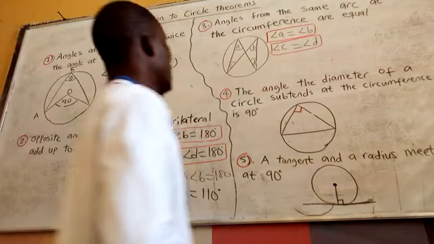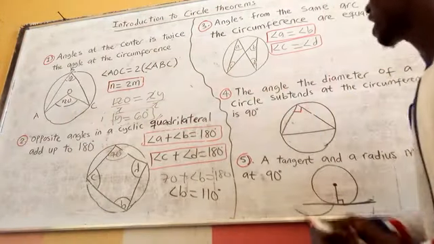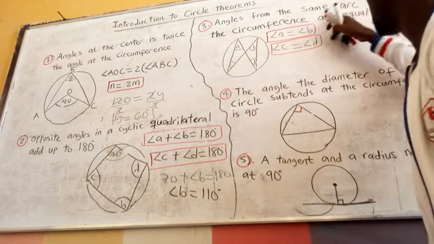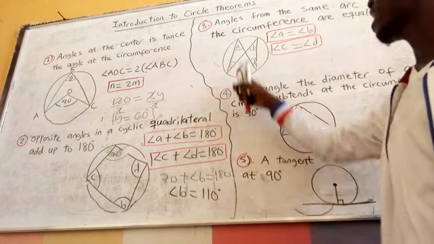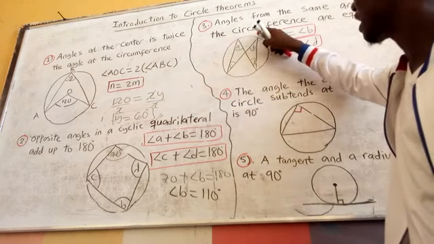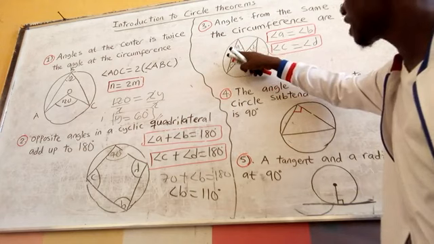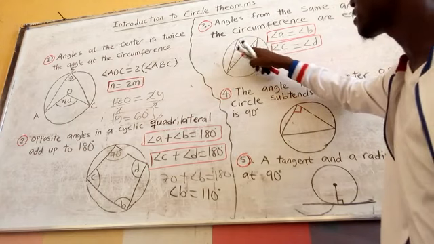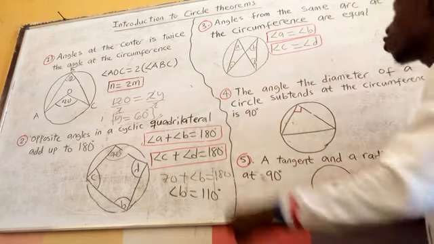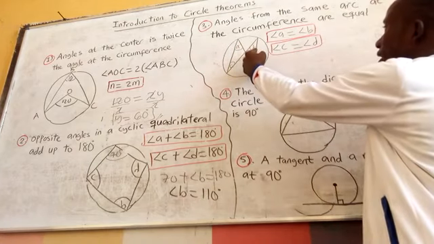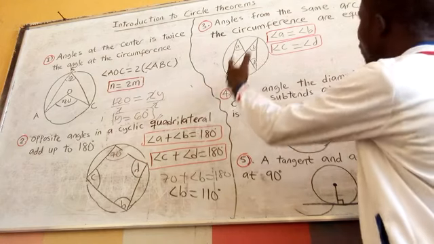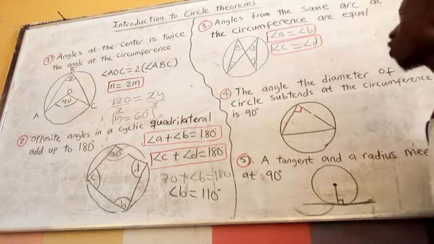So let's move to the next theorem. The theorem tells us that angles on the same arc at the circumference are equal. So we have angle A and angle B formed in the same arc. Since angle A and angle B are formed from the same arc, it means that they are equal. So angle A is equal to angle B, and angle C and angle D are also formed from the same arc, so they are also equal.